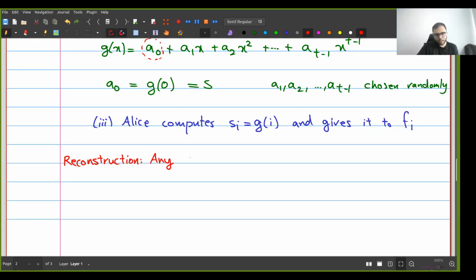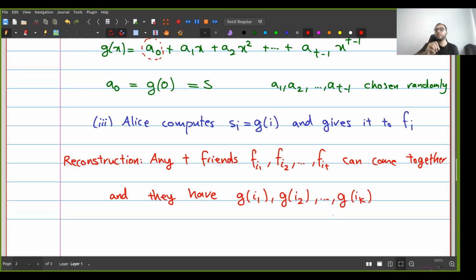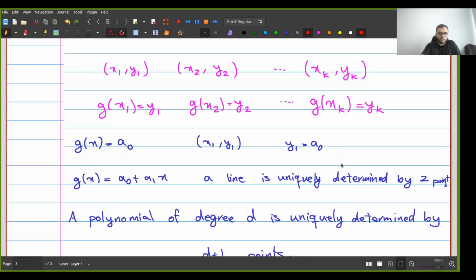If I have t friends, any t friends, let's say fi1, fi2 to fit, can come together. And what do they have? They have the value of this particular polynomial g at all of these points. They know g of i1, g of i2, all the way to g of it. Okay, and since now they know the g value at t different points, and since g was a polynomial of degree t minus 1, then they can reconstruct g using this Lagrange interpolation that we had here.